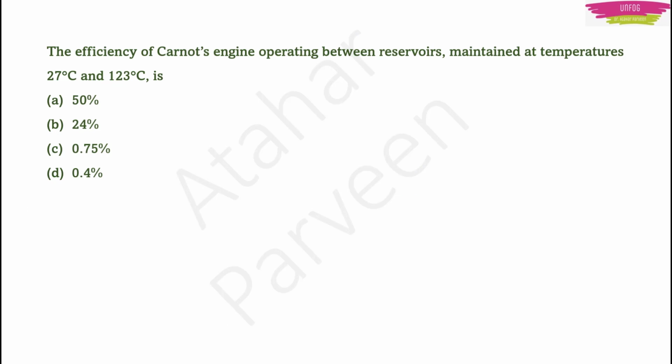Then the next question, the efficiency of Carnot's engine operating between reservoirs maintained at temperatures 27 degrees centigrade and 123 degrees centigrade is. Here it is in degree centigrade. Both are in degree centigrade, so you have to convert it in Kelvin first. What you do to convert it in Kelvin, you have to add it with 273. That's it. You have the temperatures, right?